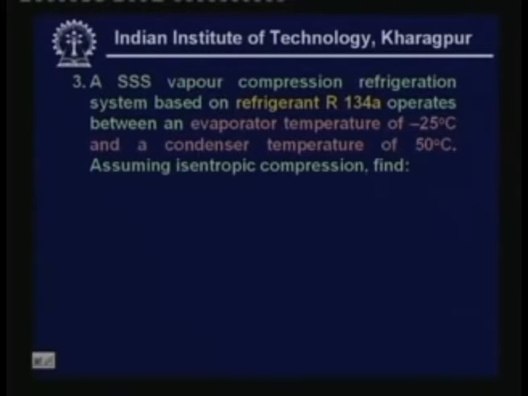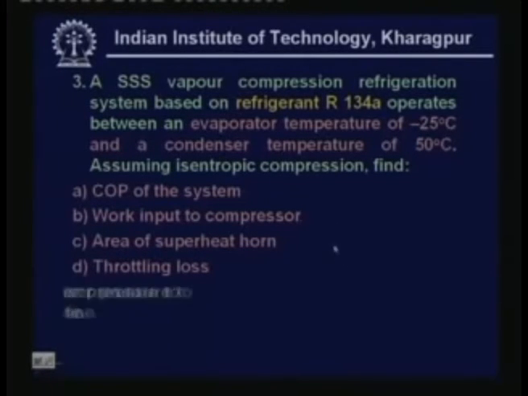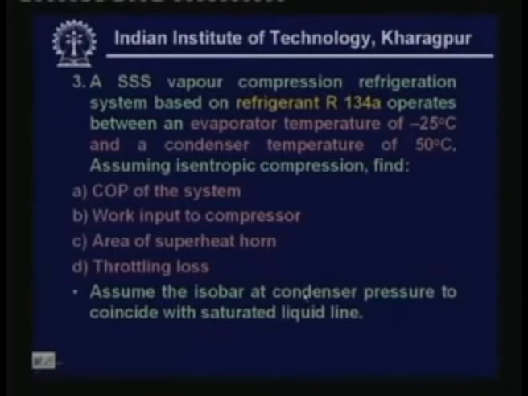So, evaporator and condenser temperatures are specified, and assuming isentropic compression, we have to find the COP of the system, find the work input to the compressor, find the area of the superheat horn, and finally find the throttling losses. And assume that the isobar at condenser pressure coincides with the saturated liquid line. So, this is the information given to us.